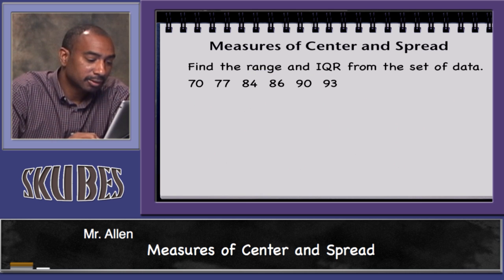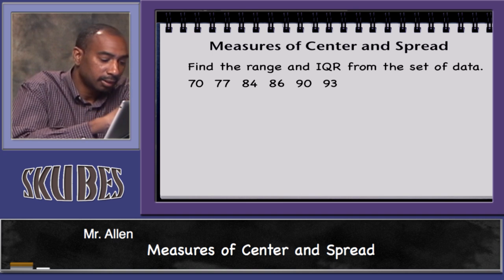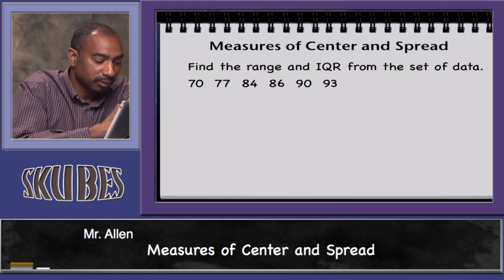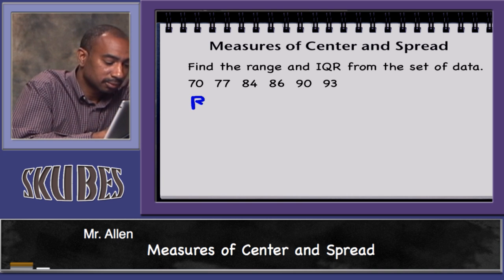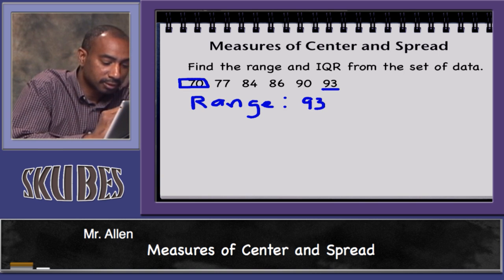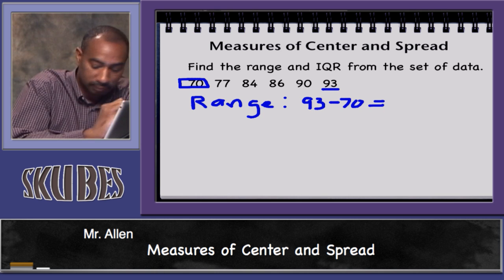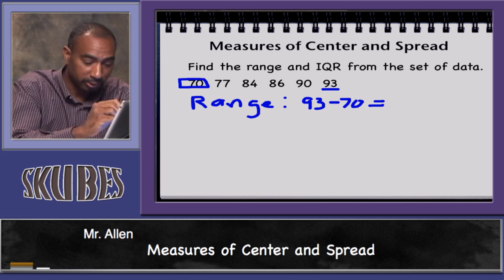All right, find the range and IQR from the data set. Again, make sure this is in order. So we have 70, 77, 84, 86, 90, 93. All right, so for the range, we're going to take the highest value, 93, and subtract the lowest value, 70, from that. And when you do that, you wind up with 23.